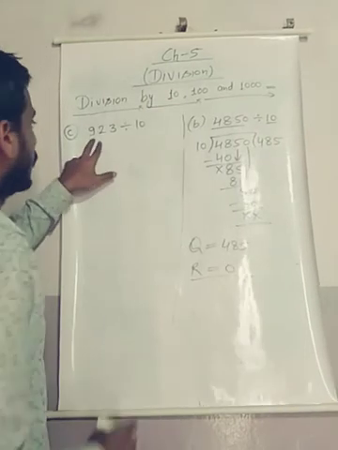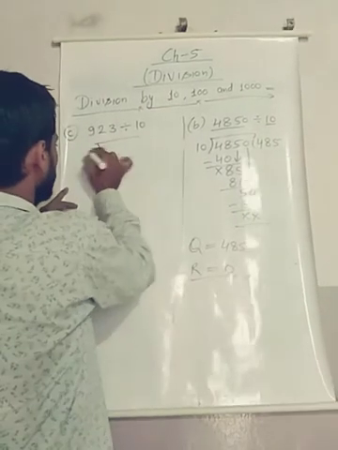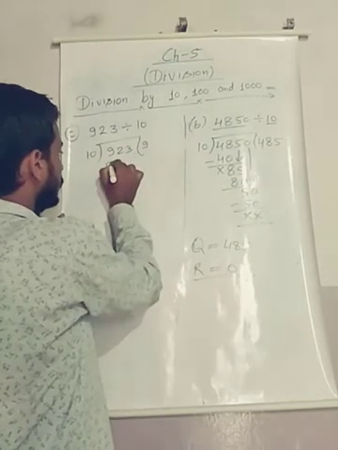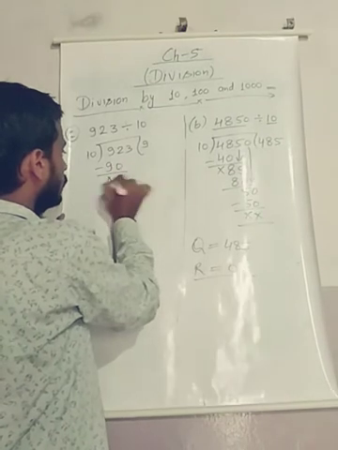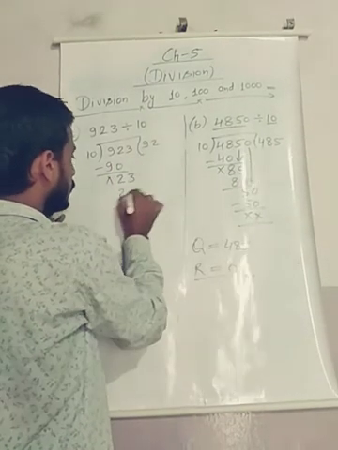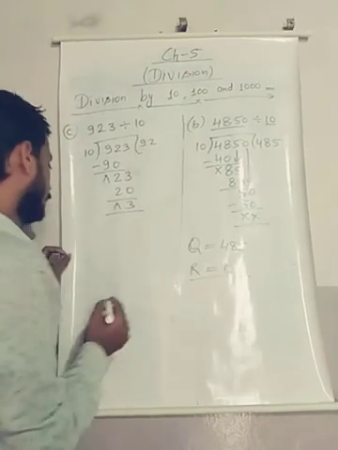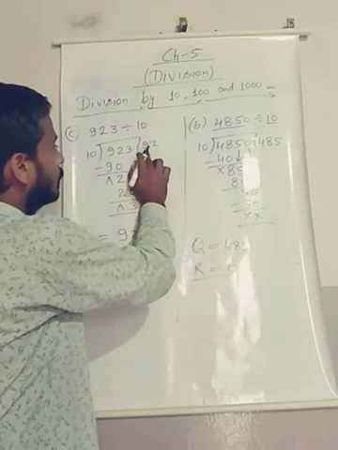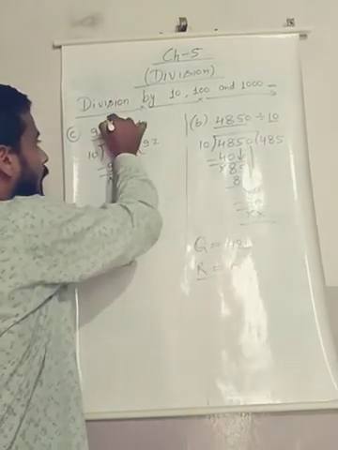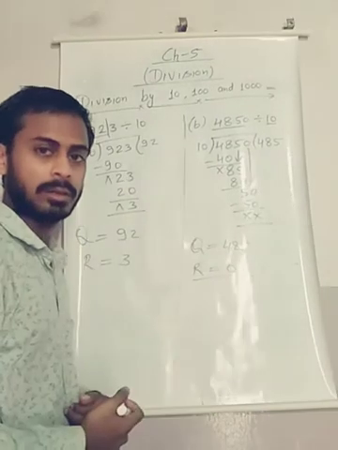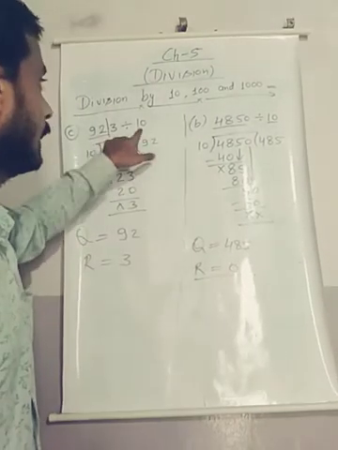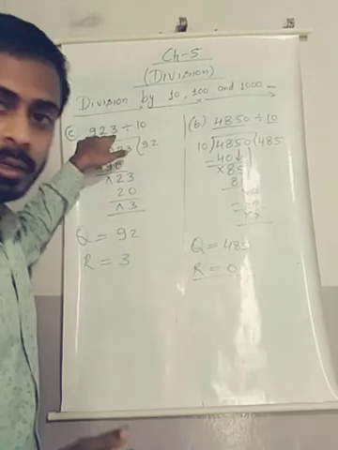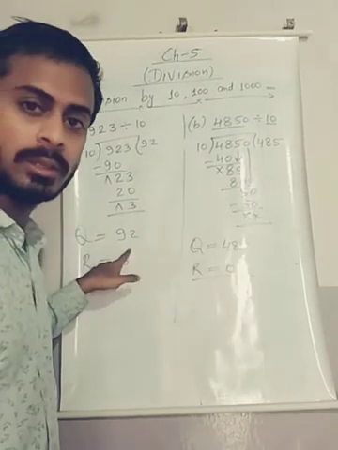See another example, 923 divided by 10. 10 nines are 90. Then 2 and 3. 10 twos are 20. Quotient is 92 and remainder is 3. See, 92, and the last digit is 3, that is remainder. It means when we divide a number by 10, we get the last digit as remainder and the rest is quotient. Now it is clear?